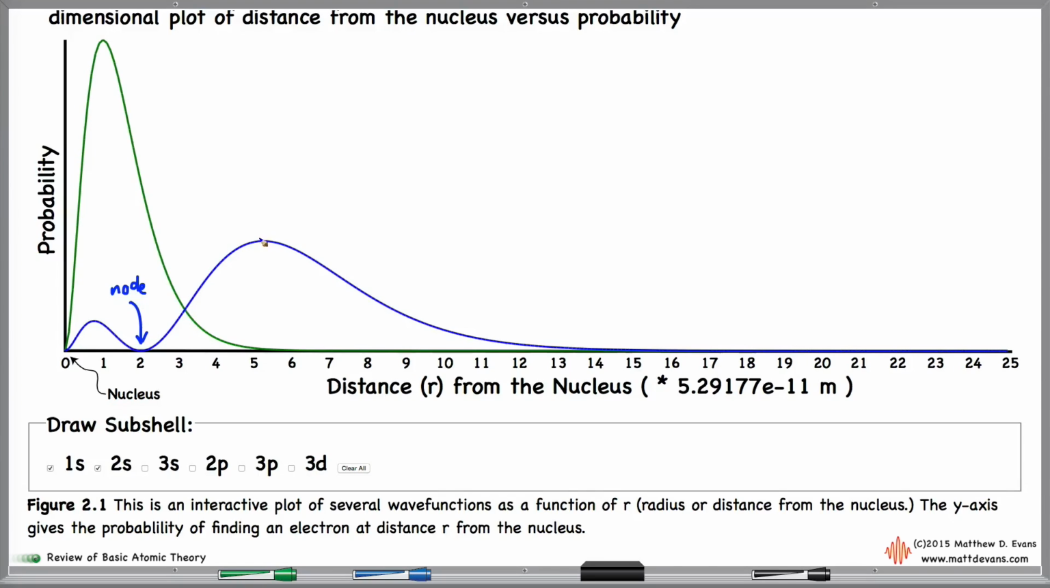And then it goes back up in probability, so the maximum probability is right about here. That's about 5 Bohr radii, I suppose is the plural of Bohr radius. Bohr radii, 5 of them, right about there, is true for a 2s.